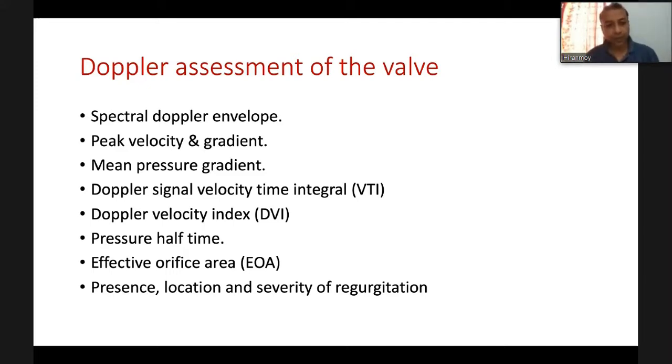One is the Doppler envelope, peak velocity and gradient, mean pressure gradient, velocity time integral, Doppler velocity index, pressure half time, effective orifice area, presence, location and severity of regurgitation.